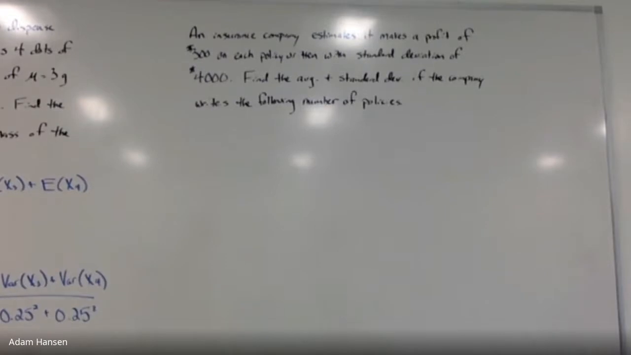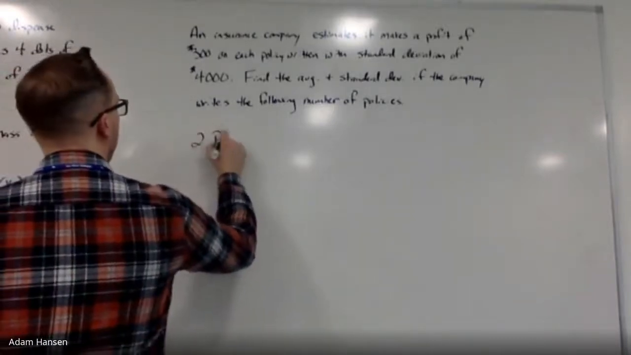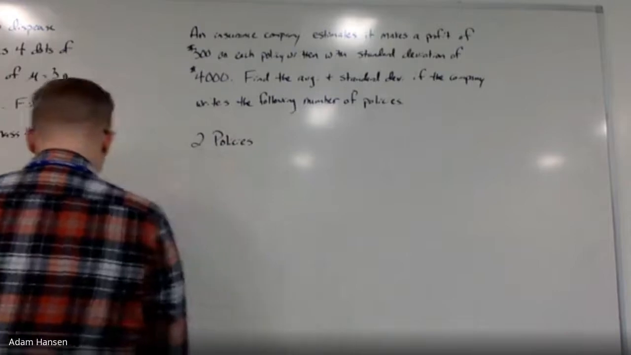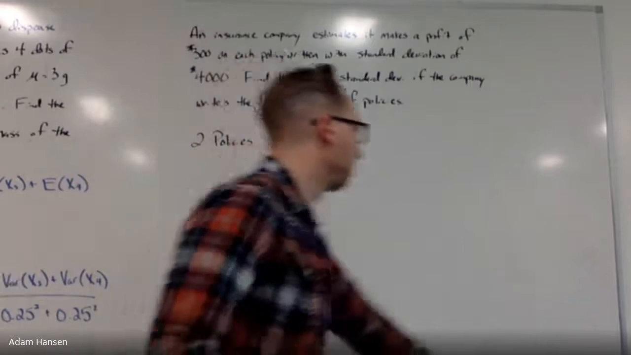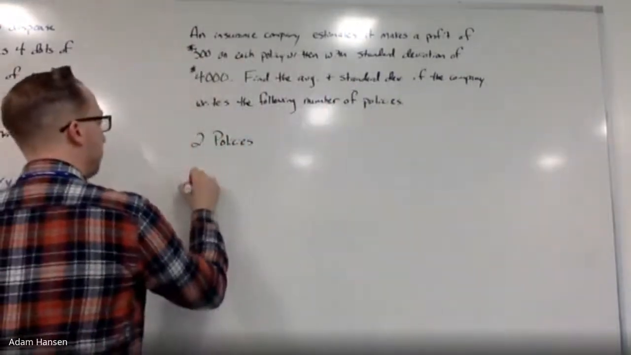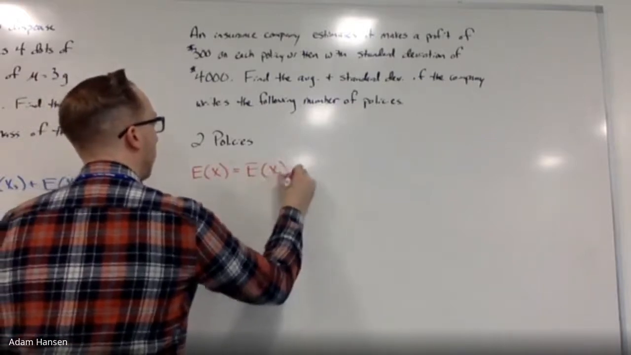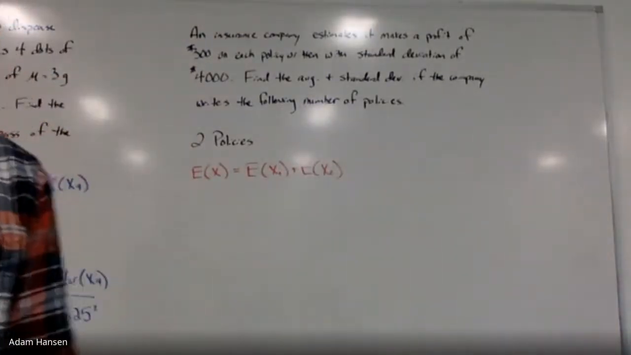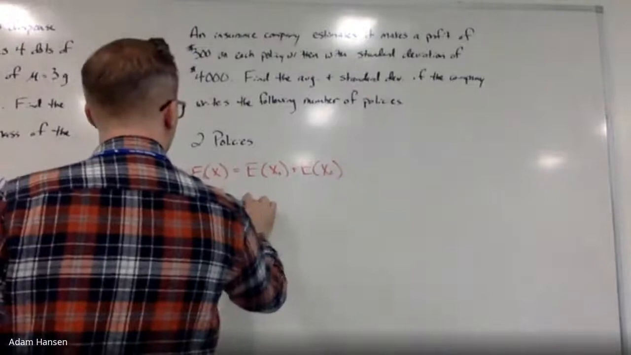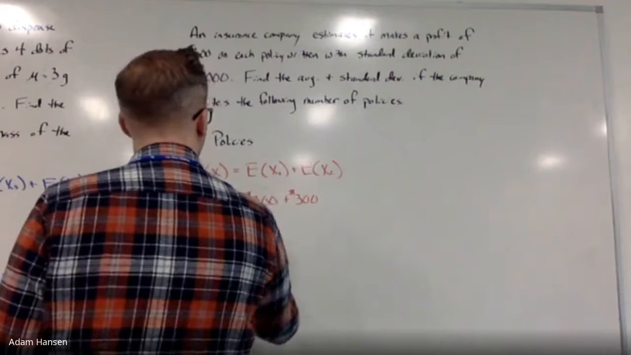Find the average and standard deviation if the company writes the following number of policies. So let's try a couple of different numbers here. Let's assume that they write out 2 policies. Each of these 2 policies are their own random variable. I have to treat them separately. The expected value would be the sum of the expected value of each of these 2 random variables. In other words, it's going to be $300 plus $300 or $600.